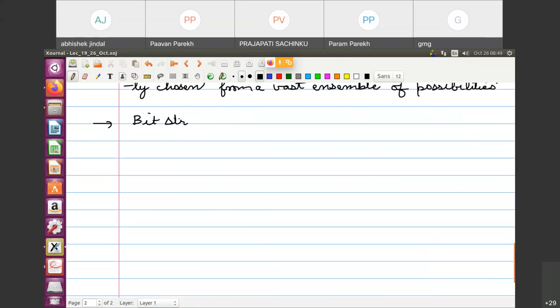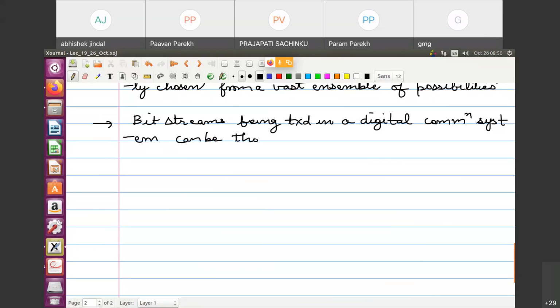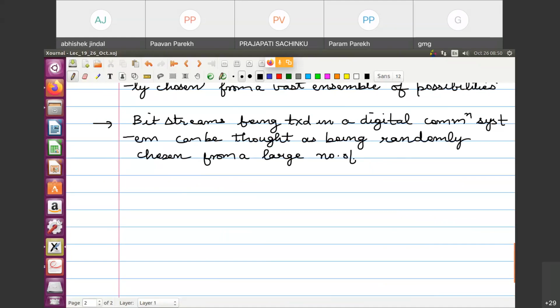Okay, so bit streams. This is also important: bit streams being transmitted in a digital communication system can be thought of as being randomly chosen from a large number of possible bit streams. So that is also a way to model it.